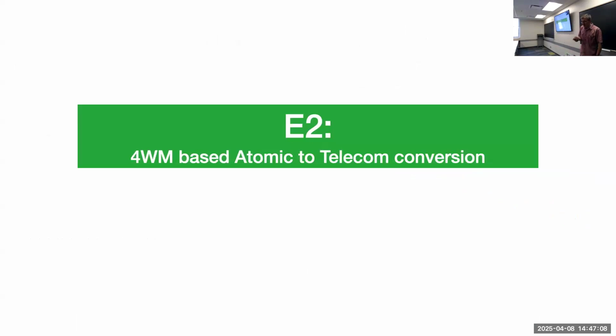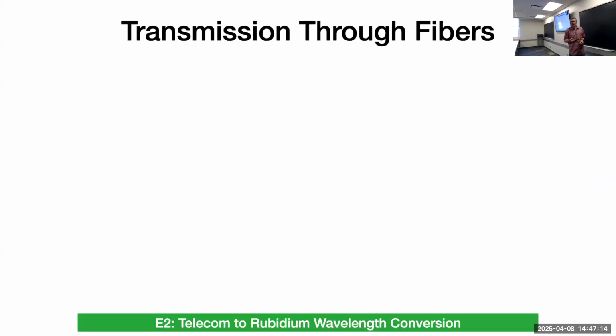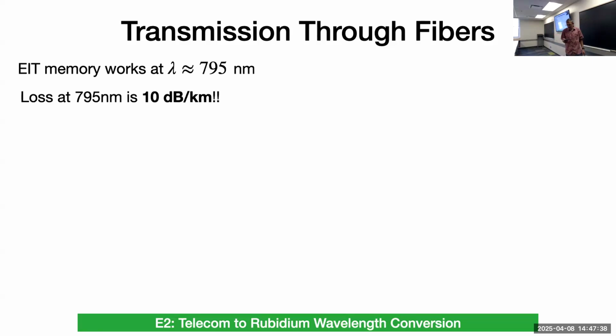Okay. E2, I want to get to this part too, because it's also very exciting, is a way to transmit information through an optical fiber. That EIT memory that we talked about before naturally works at one of the hyperfine lines of electromagnetic transparency, either 780 or 795. And if we store that light, retrieve it, and send it through a fiber, that is exactly where we said we had 10 decibels per kilometer of loss. It's not going to work at all.